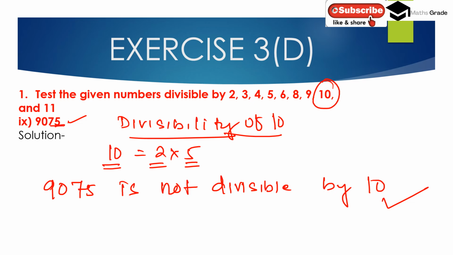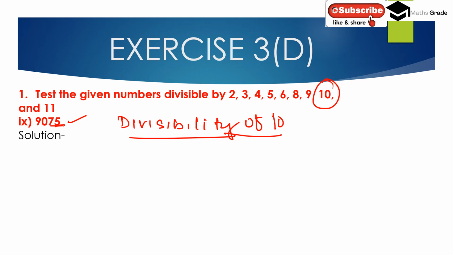Now we'll check whether the number is divisible by 11 or not. Divisibility of 11. We know if the difference between the sum of the digits at odd places and the sum of the digits at even places is either 0 or 11, then the number is divisible by 11.